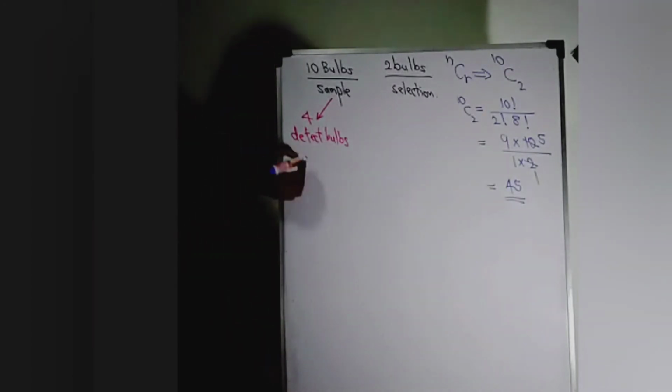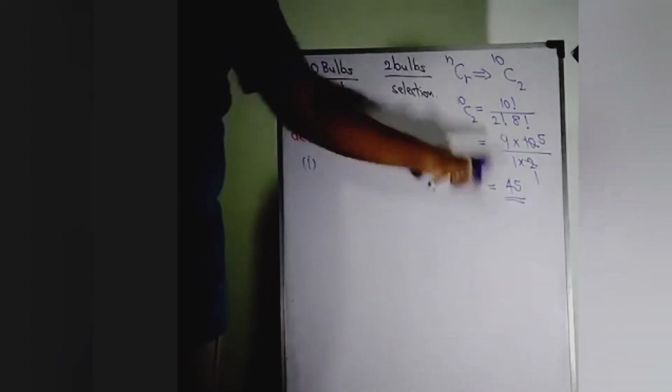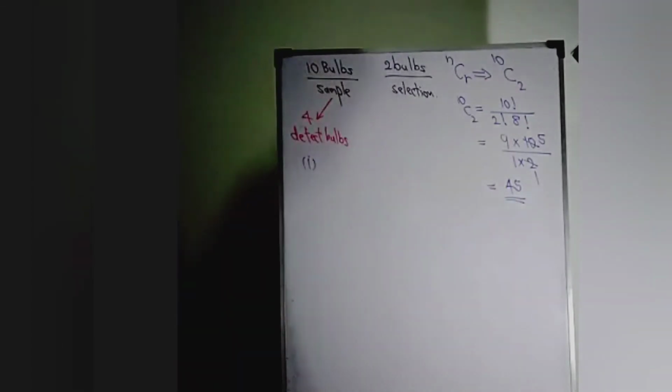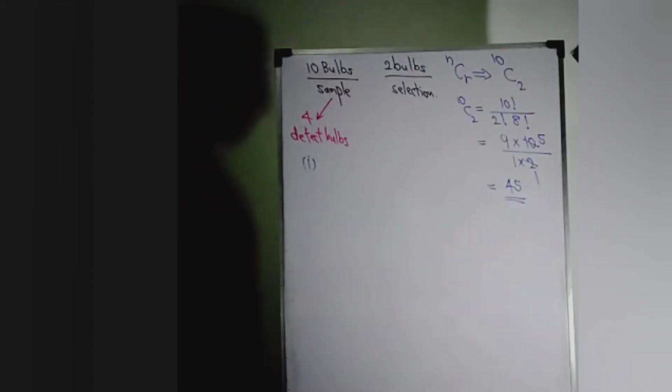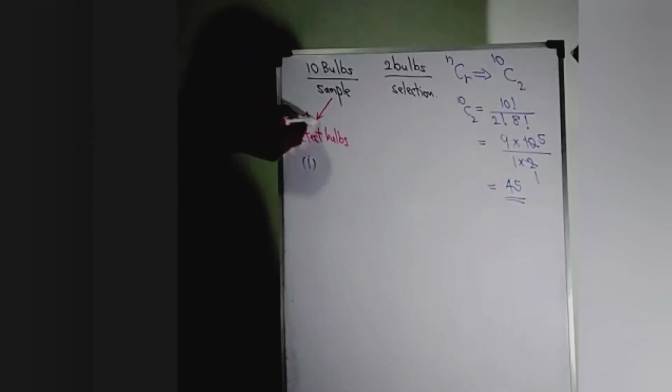Now what is the first problem? We have to find the probability of both bulbs being defective. Then this is our denominator. This is the event: both bulbs being defective. Sample space is 45 because we have already calculated the total outcomes. Then what is the numerator? Our event is selecting defective bulbs. How many defective bulbs are there? We have 4 defective bulbs.